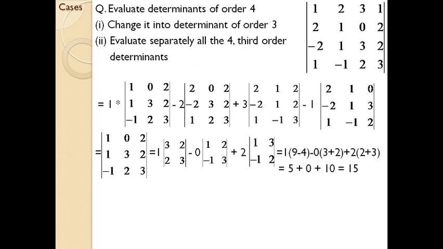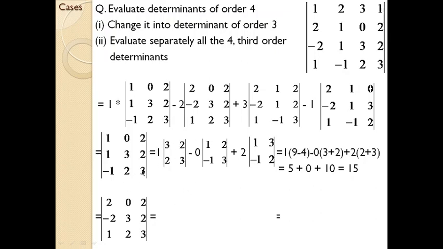So you have solved one part. Likewise, you have to solve the remaining 3 items. Let's deal with that aspect. Next determinant is 2, 0, 2, minus 2, 3, 2, 1, 2, 3. So remember, never take minus 2 during this computation part.